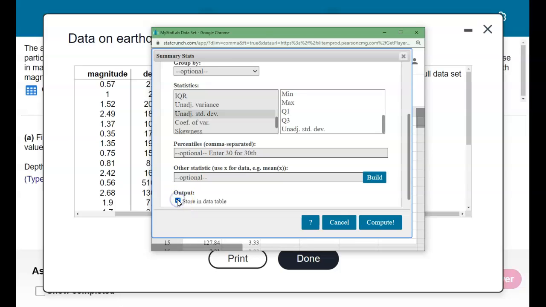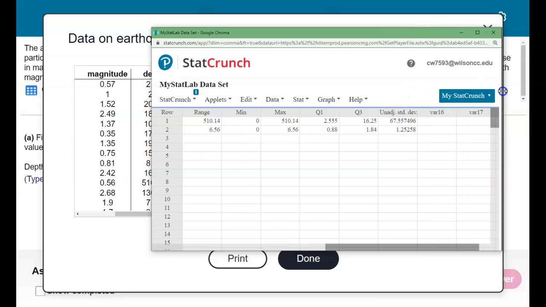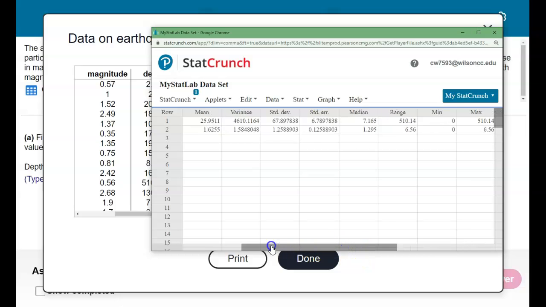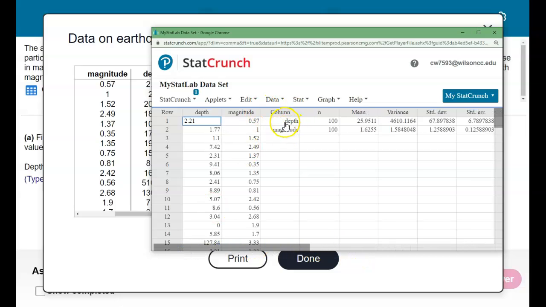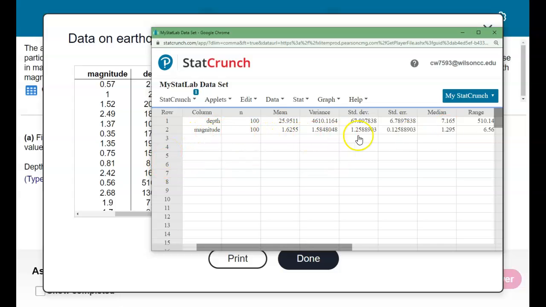I'm going to choose to store this in a data table. That's kind of optional there. There's some different ways that it can output this information for you. And I'm going to select Compute, and move this out of the way. And now what I have is a table beside my data table with the summary statistics for depth all the way across this row and magnitude all the way across this row.